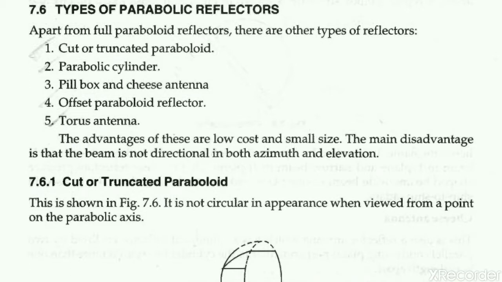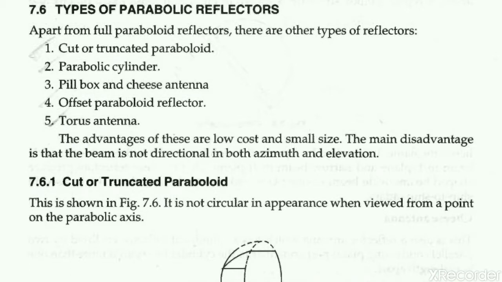So this has some advantages, that is, it has low cost and small size. The main disadvantage is that the beam is not directional in both azimuth and elevation angle. You should know the azimuth angle and the elevation angle and their notation. So in the case of these two angles, the beam which is transmitted from these reflectors towards the space is not so directional, but it has the advantage of low cost and small size.